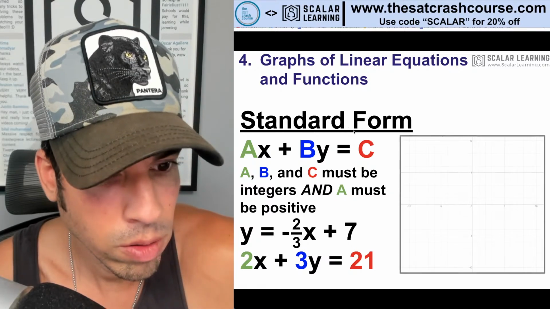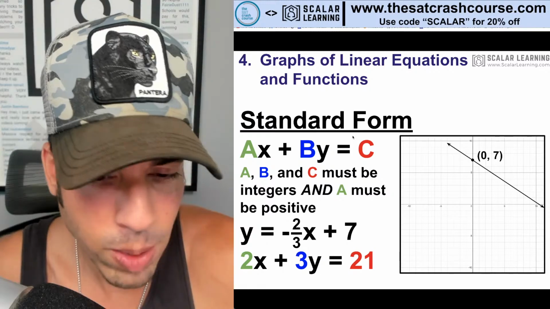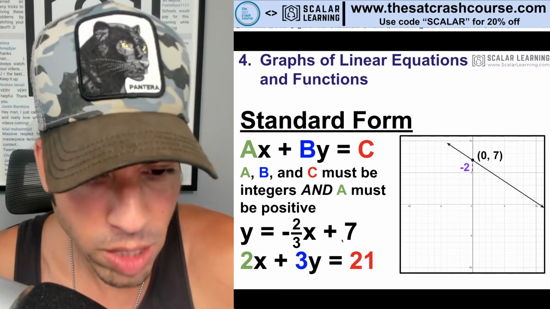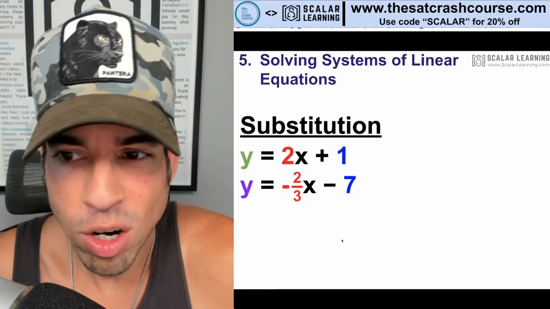Let's move it along. And here's an example of the line. Boom. There's my y-intercept, which you can see from the slope-intercept form. And again, there's my slope, down 2 over 3. All right, moving along. Systems of linear equations.